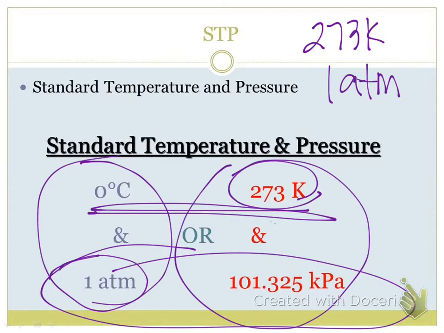If I start a problem with 4 liters of gas at STP, you have to know what the temperature and the pressure are there. That set of conditions you'll have to know: 1 atmosphere, 0 degrees Celsius, or 273 Kelvin. Luckily, they're easy values to remember.